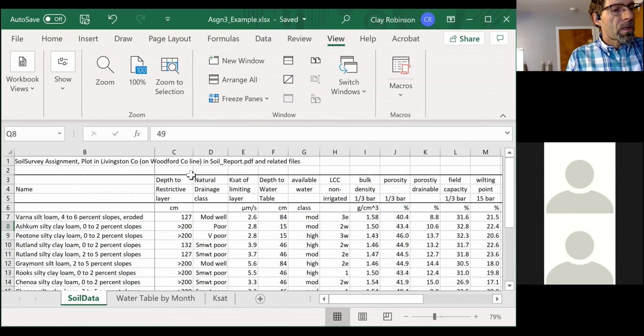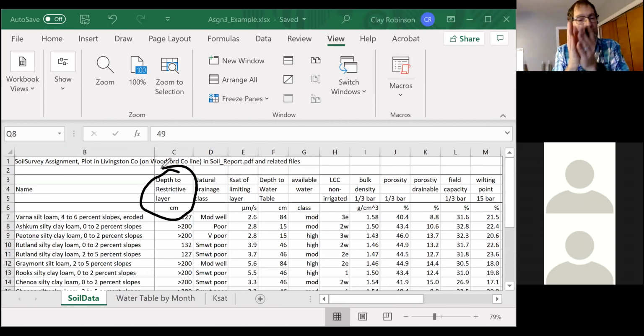Because water is only going to go down as far as that restrictive layer, and then it's either going to pond and come back up, or it's going to move laterally if there's any kind of a slope to it. So if you do have a restrictive layer, you lay the tile on top of the restrictive layer.